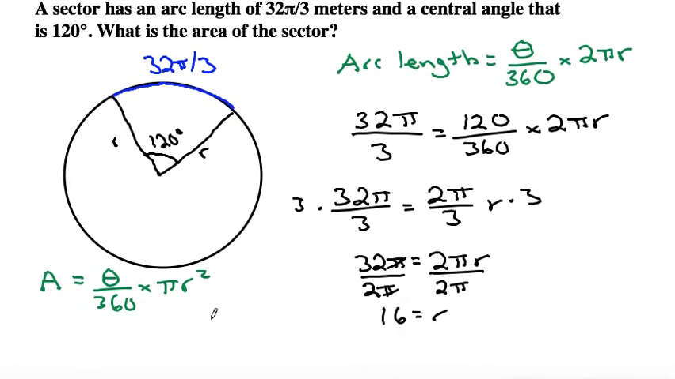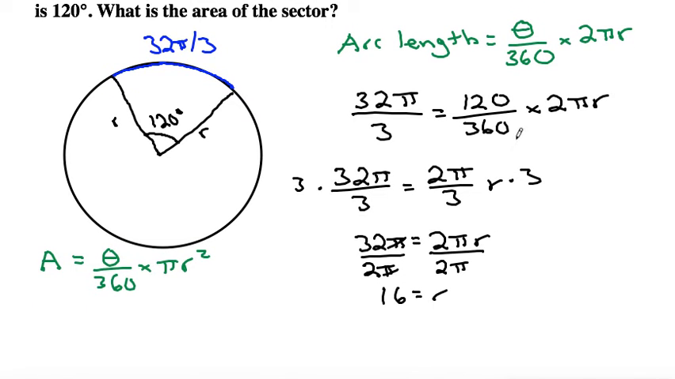Let me give myself a little more room. Plugging in the numbers that we know, the angle that we're spanning is still 120. Divide that by 360, times pi, and our r is 16 squared. Simplifying this, again, 120 over 360 is 1/3. So this will be 1/3 times pi times 16 squared.